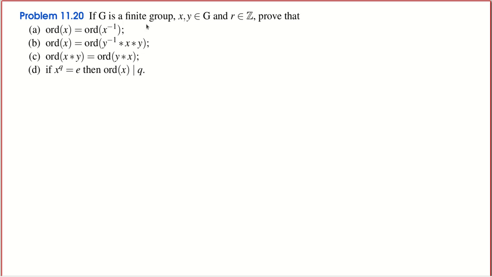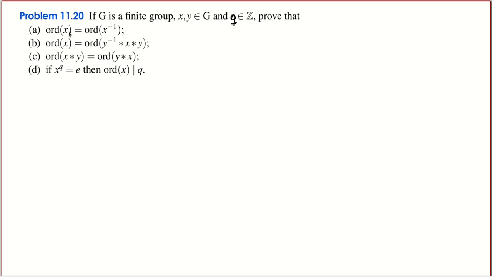Okay, here we have a finite group, right? And two elements of the group, x and y. And well, it says R, but it should say Q, because it's this Q we're talking about here. Q is an arbitrary integer. So we have to prove some properties of the order.